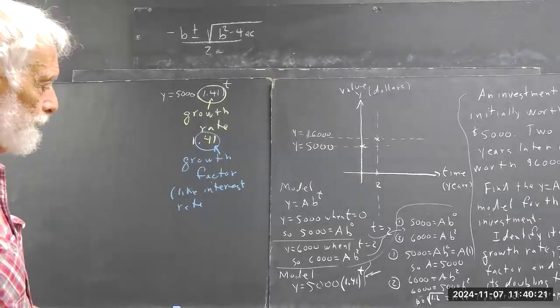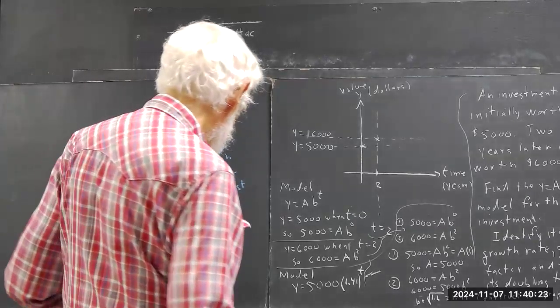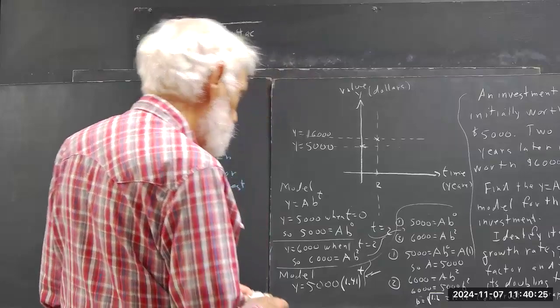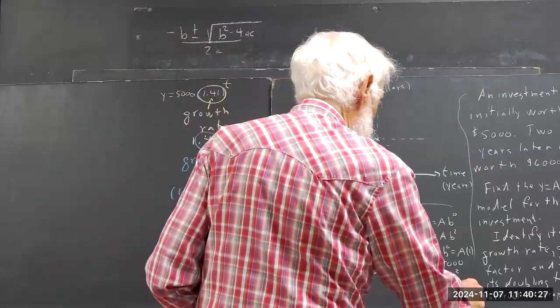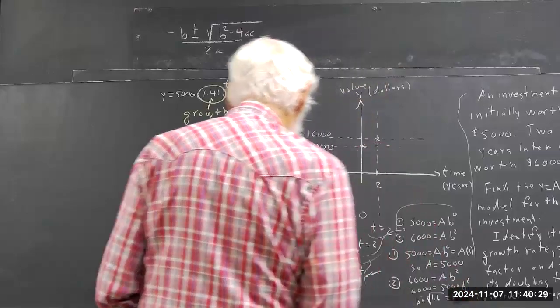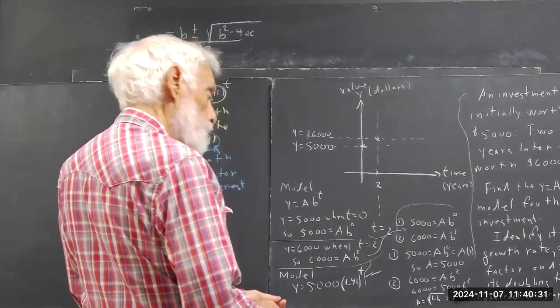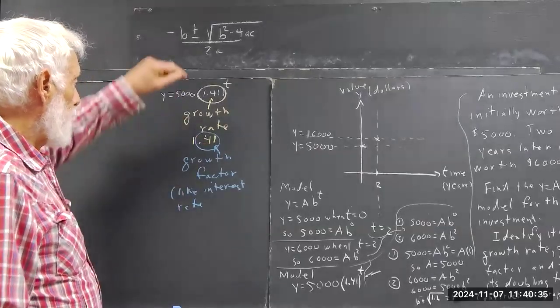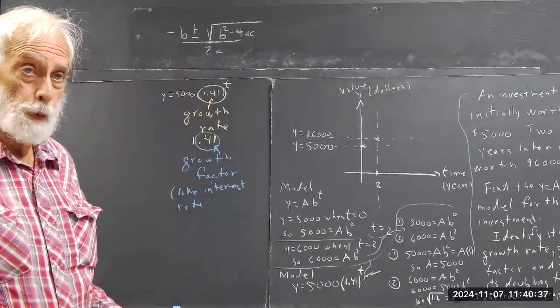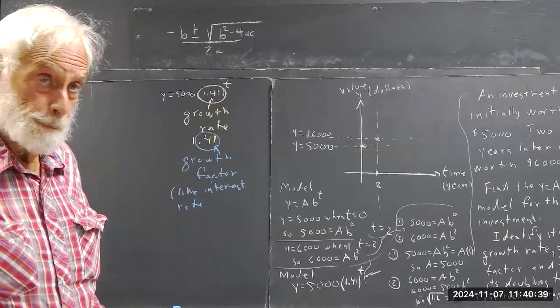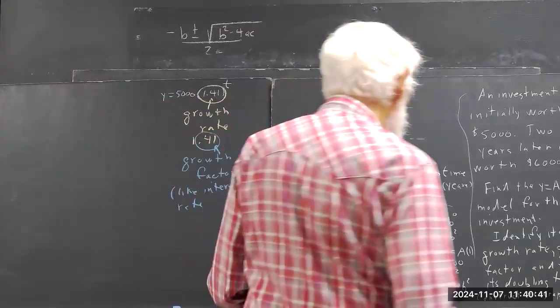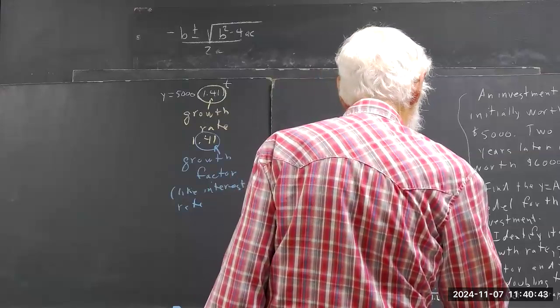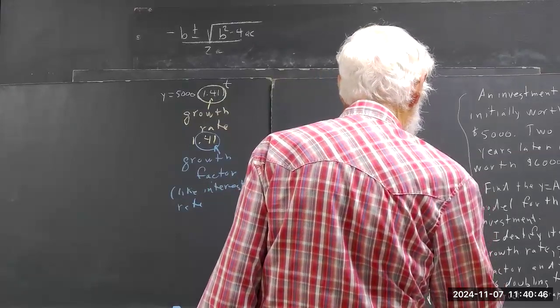When I did this, okay, no excuse, I'm getting plenty of sleep. I don't know what's happening. 1.2. I gave you this. If you said the growth rate was 0.41 and the growth factor is 1.41, you'd be right. Okay. Now the square root of 1.2 is more like 1.09.